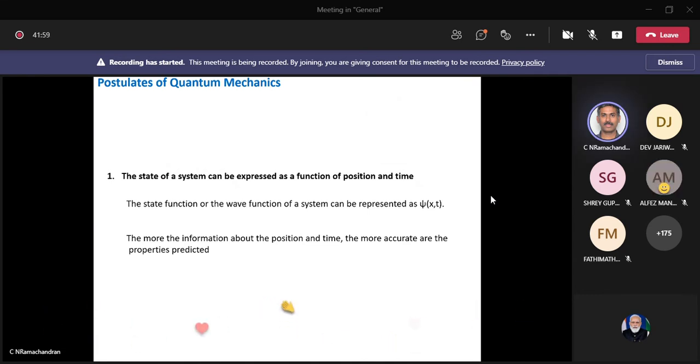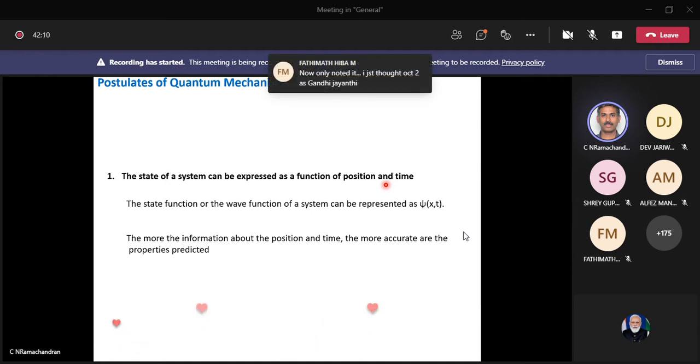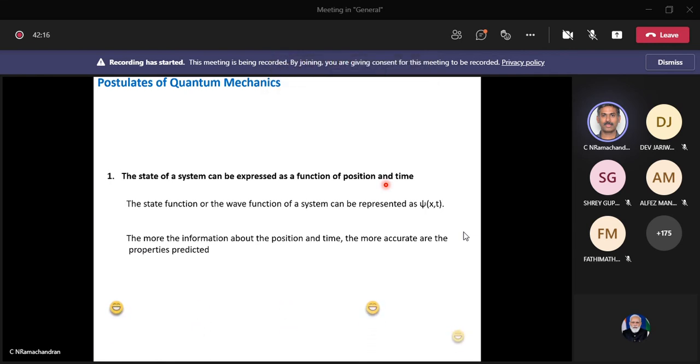Now read your first postulate again: the state of a system can be expressed as a function of position and time. The system can be anything, an electron, or even you yourself. But the prediction may not be correct because of various other reasons that will come back. That is why the third sentence is very important: the more information about the position and time, the more accurate are the properties predicted.